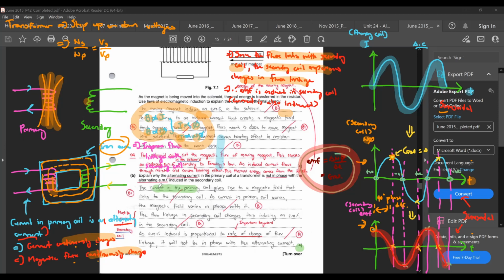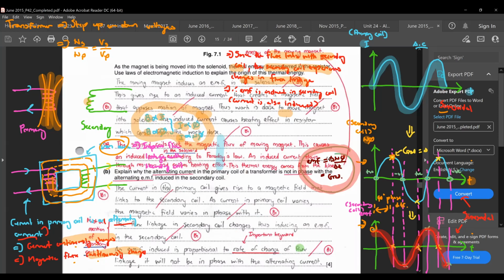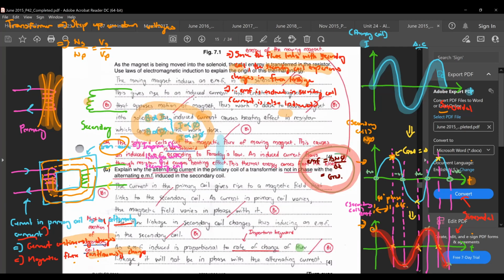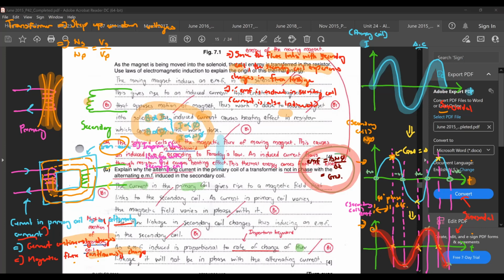The current in the primary core, let me just try to zoom out a bit more. Okay, so what you can say is something like this. Current in primary core gives rise to a magnetic field that links to the secondary core. This is what we saw just now. As the current in your primary core varies, the magnetic field varies in phase with it. The flux linkage in the secondary core changes, thus inducing an EMF in the secondary core. As the EMF induced is proportional to the rate of change of flux linkage, it will therefore not be in phase with the alternating current. Okay, so this is something like the full answer or explanation there.